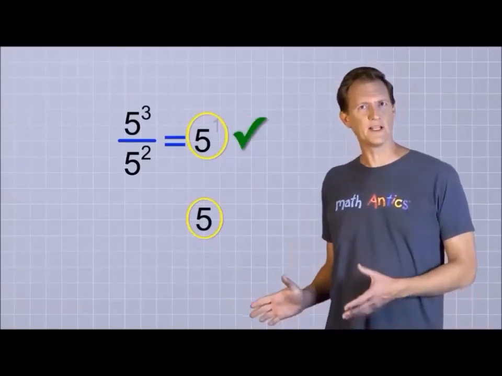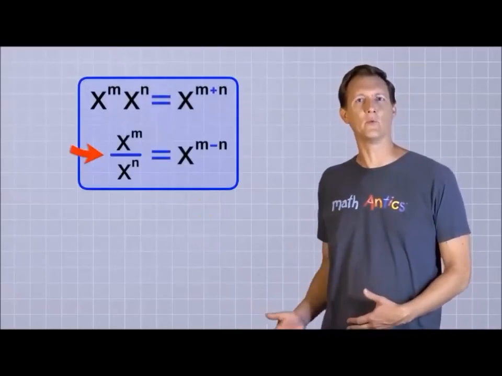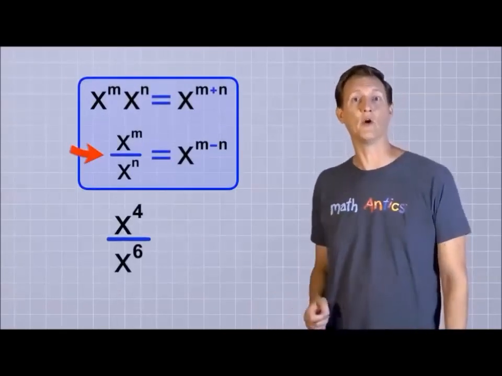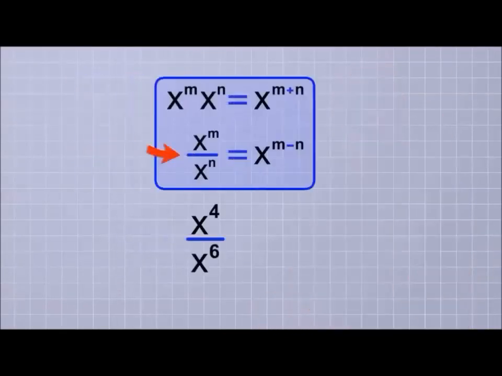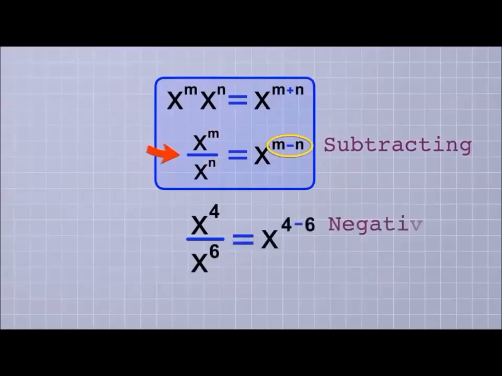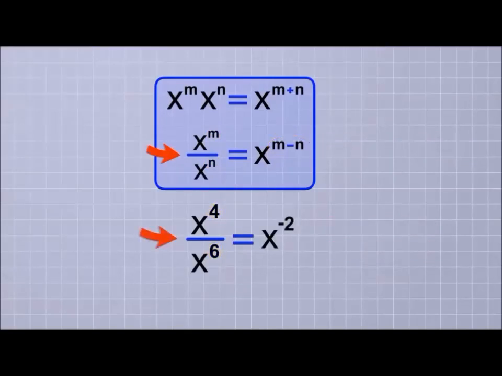But to make sure you've really got it, let's try using this law again with the expression x to the fourth power over x to the sixth power. This one's interesting. Our law says that we can simplify it by subtracting the bottom exponent from the top, right? But in this case, that will give us a negative exponent because the bottom exponent is bigger than the top. 4 minus 6 would be negative 2. So according to our law, this expression should be equal to x to the negative 2.